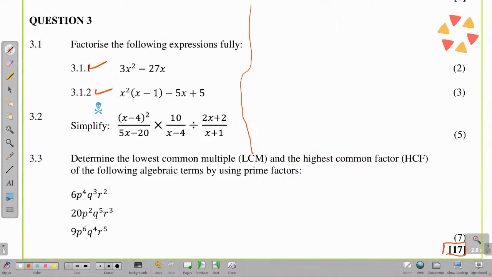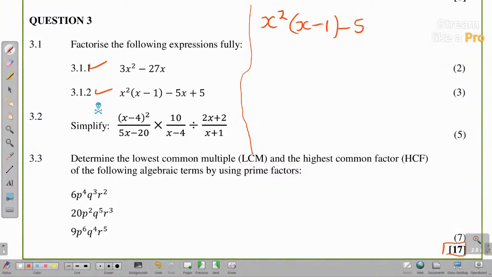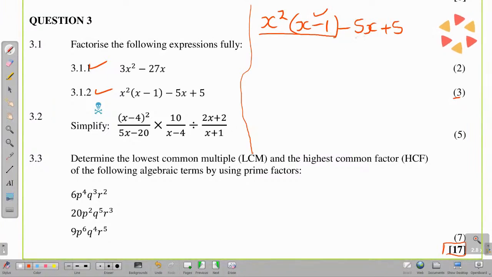The next one, 3.1.2, we're supposed to factorize again: x squared, x minus 1, minus 5x plus 5. I'm supposed to factorize fully. Now it's 3 marks. You see, having more marks means you need to be a bit sensitive to that. Already they have factorized for us. When you see brackets, it means part of it has been done. So your aim is to focus on the next part. What is common between 5x and 5? You can see 5 is common.